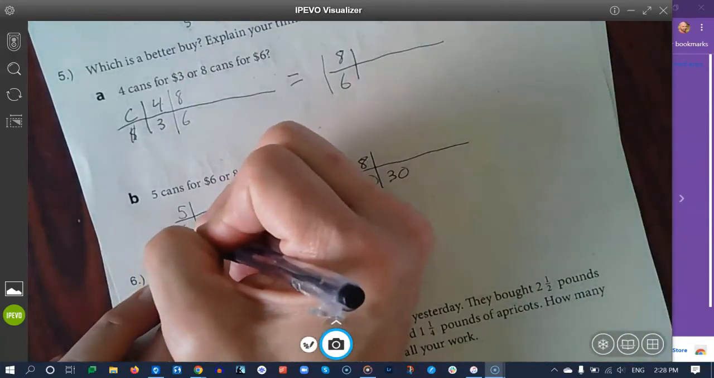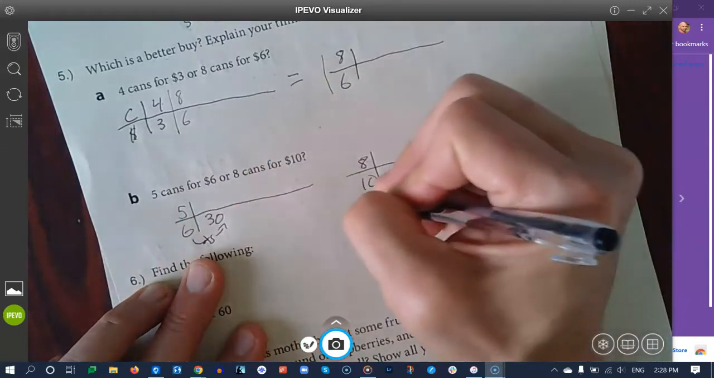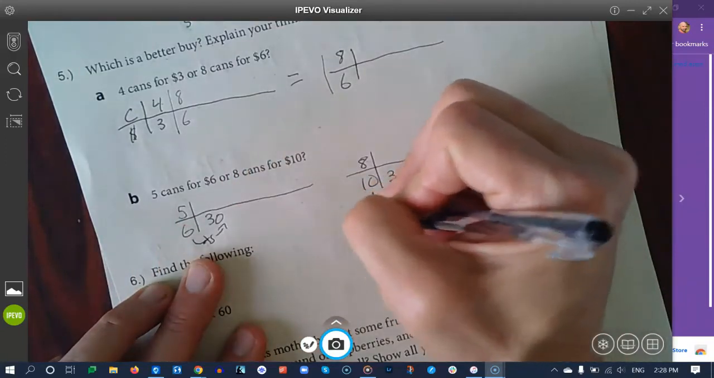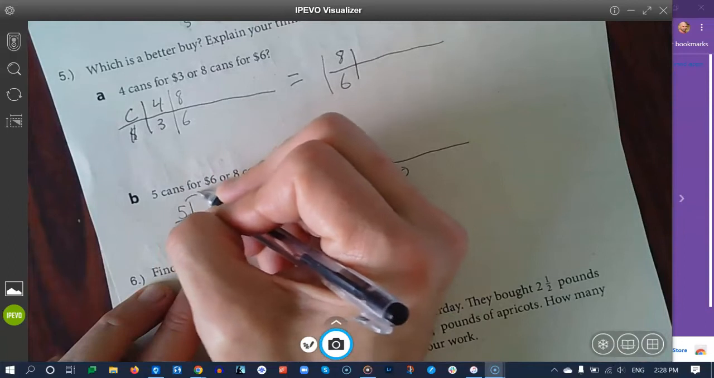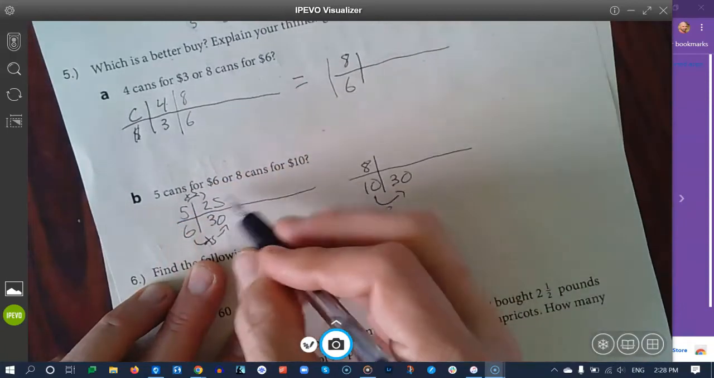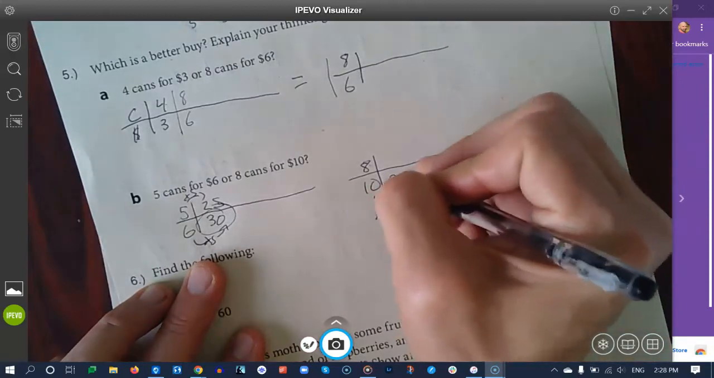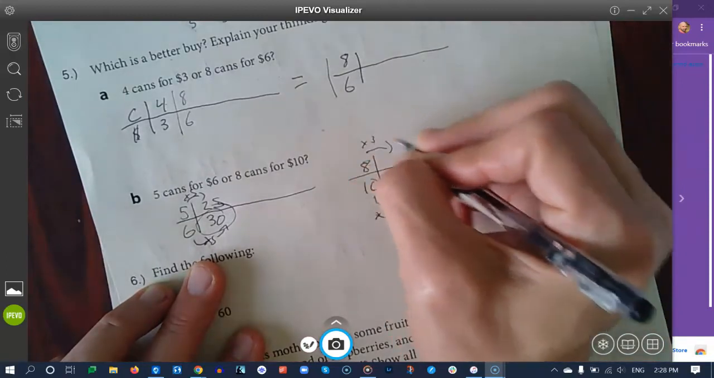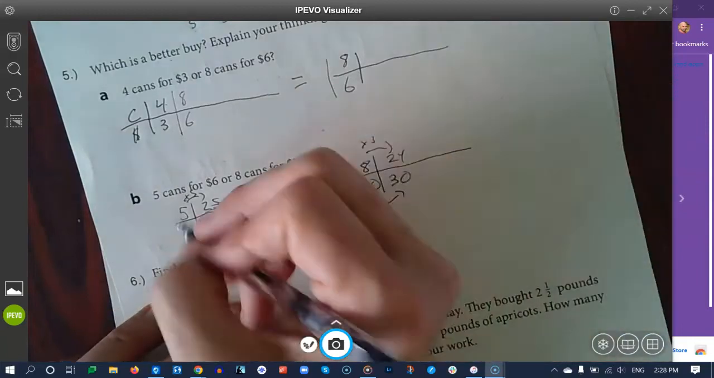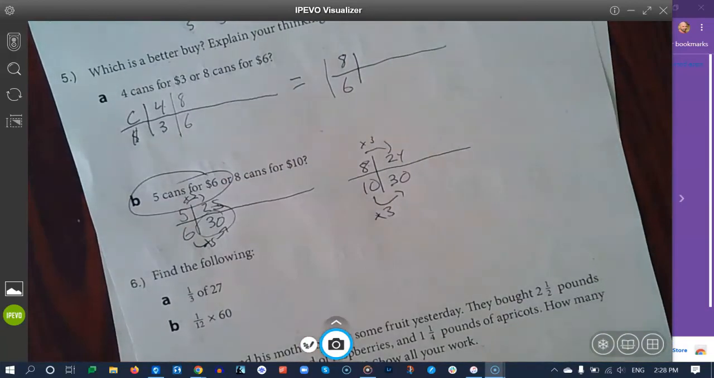I multiply by 5 here. I multiply by 3 here. So to keep the ratio the same, I have to multiply this by 5. That's going to give me 25. So if I spent $30, I get 25 cans. If I spent $30 here, I get 24 cans. Which one's the better deal? 5 cans for $6 is the better deal.